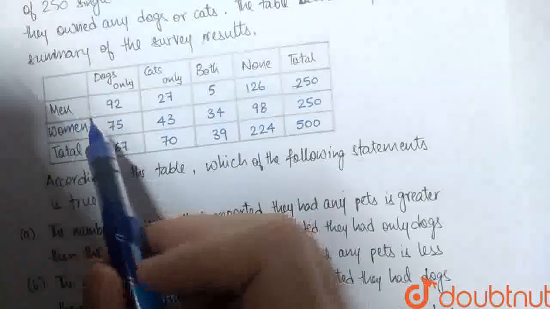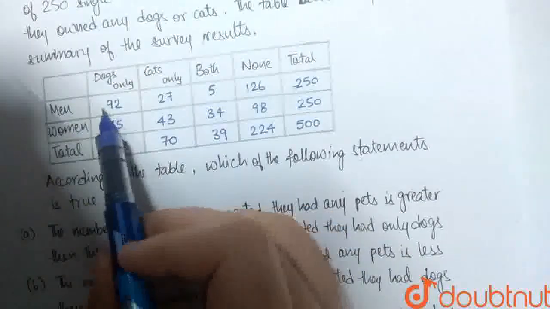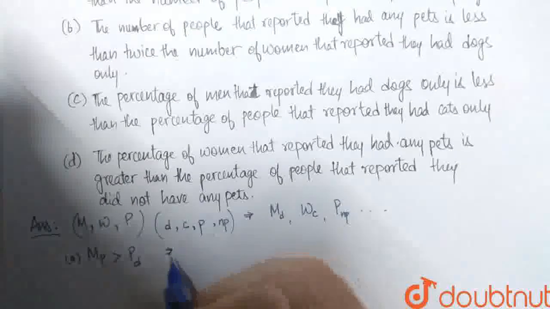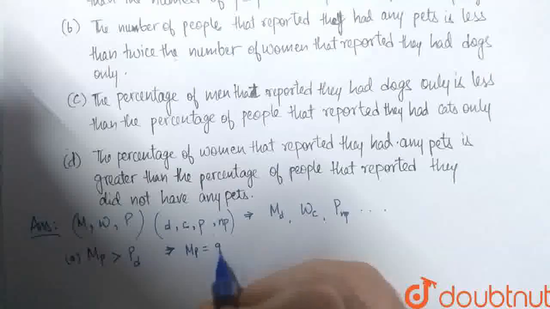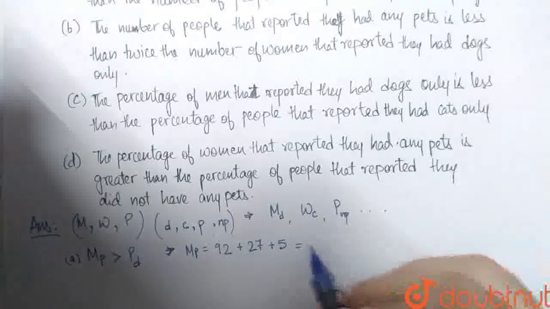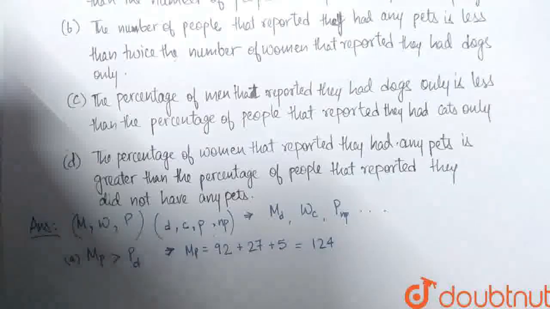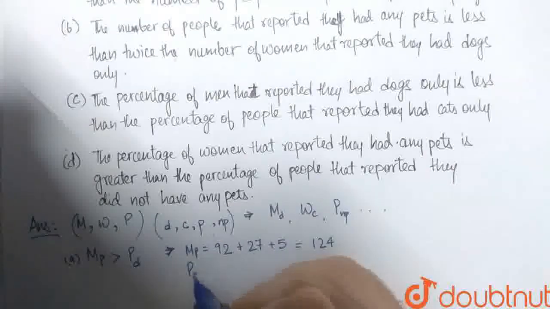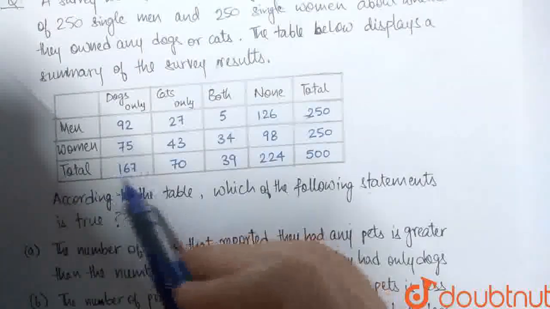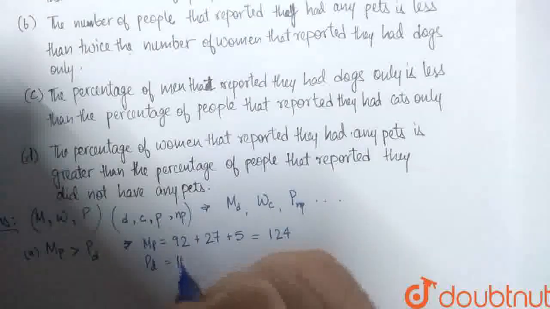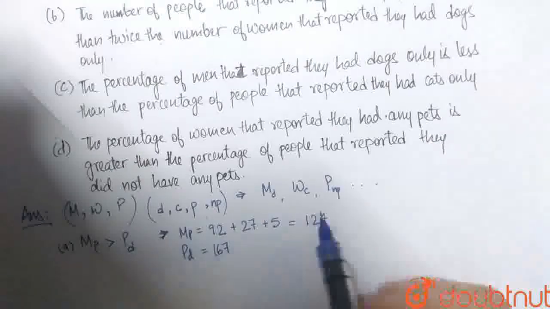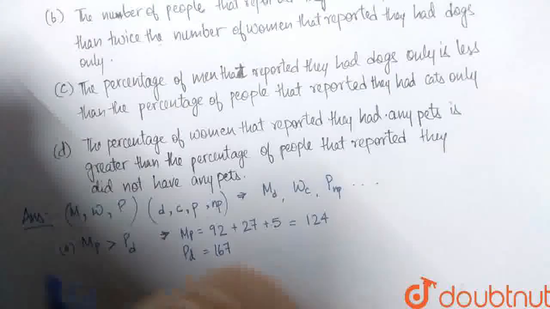So MP, or men with any pets. Any pets means dogs, cats and both, all three are included. So we have the value of MP equals dogs only, which is 92, men with cats only, which is 27, and men with both, which is 5. So this gives us the value 124, right? Now the value of PD we need to calculate as well. So PD is people, which means the last row, with dogs only, which means 167. So PD is 167. From these values, is this statement correct or true? No, it is not correct. It is incorrect, since 124 is not greater than 167. So option A is incorrect.